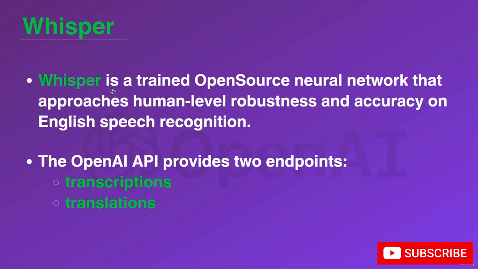Whisper is a trained open source neural network that approaches human-like robustness and accuracy on English speech recognition. The model supports tens of languages and was trained on hundreds of thousands of multilingual and multitask supervised data collected from the internet. The OpenAI API provides two endpoints, transcriptions and translations, based on the state-of-art open source Whisper model. Practically, you can use this model to transcribe audio into whatever language the audio is in, or to translate and transcribe the audio into English.